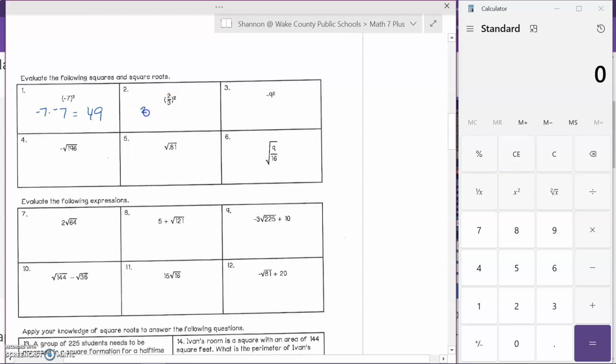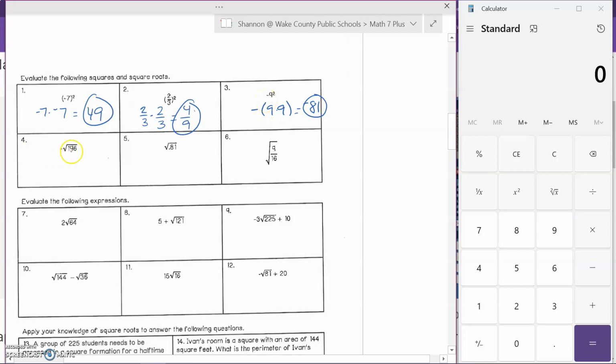2/3 squared, that's 2/3 times 2/3. So 2 times 2 is 4, 3 times 3 is 9, or 2 squared over 3 squared. This is the opposite of 9 times 9, so that's -81. Negative is not in parentheses.